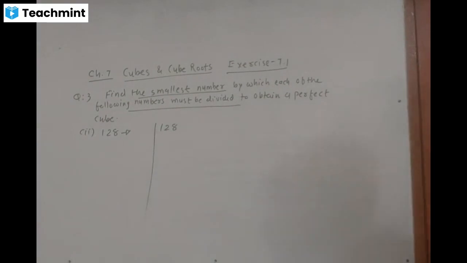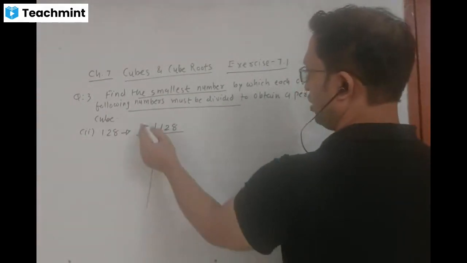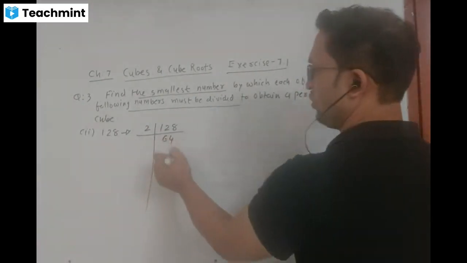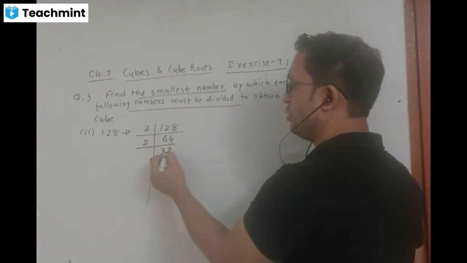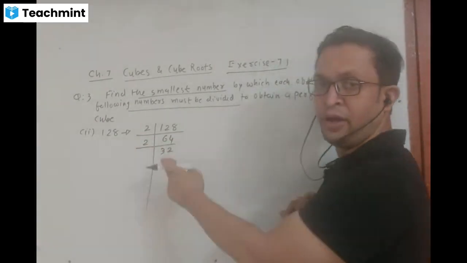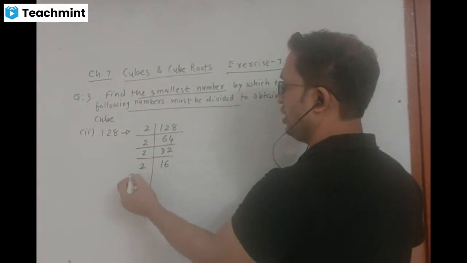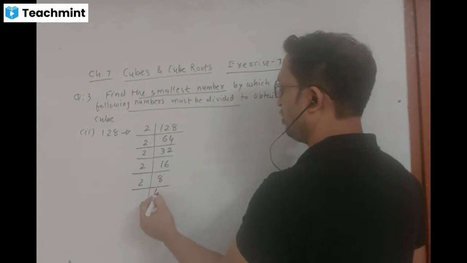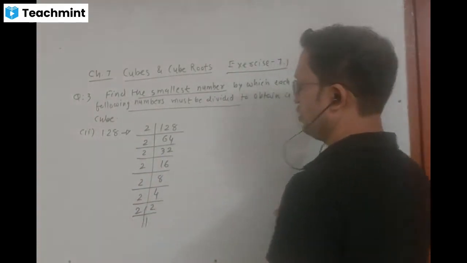Next question is 128. First we find the prime factors of 128. First the number is even, then divided by 2, that is 64. Then again we divide by 2, that is 32. Again we divide by 2, that is equal to 16. Again divided by 2, that is 8, then 4. 2 2 is 4 and 2 1 is 2.